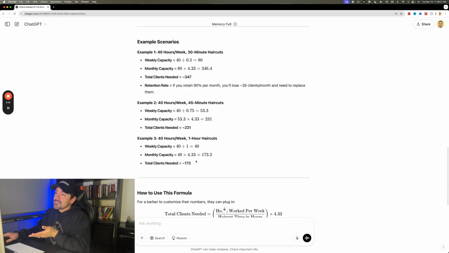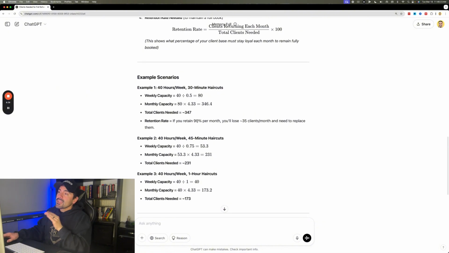Now, if your retention is less, here's the key. If you're retaining a lot less than 90% in this example, then the number of clients you lose is going to be way higher, which means you're going to need to be way better at marketing. So I don't know about you, but I feel like just keeping the clients that you have coming back is a way higher return on investment than constantly trying to get new clients to come in the door.